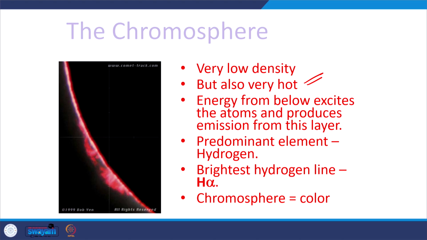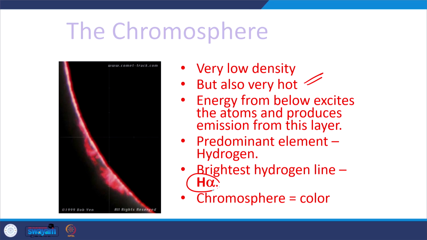So, energy from below, that is from the photosphere, excites the atoms and produces various emissions in this layer. Emissions as in energy coming from the photosphere in terms of, let's say, electromagnetic waves, or in terms of particles, excites the atoms and molecules in the chromosphere, and they emit radiation when they are subsequently de-excited. Okay. And the predominant element in the chromosphere is basically hydrogen, that we have already seen. And the most prominent line that you can see is H alpha, which is something like 121.6 nanometers.